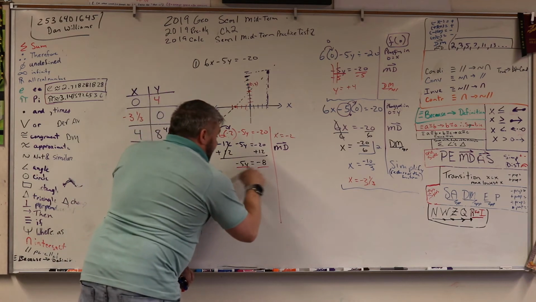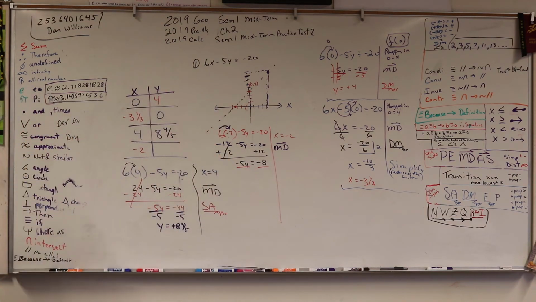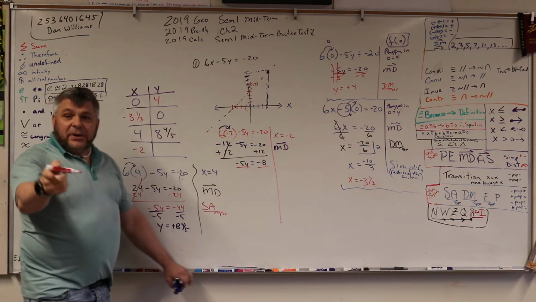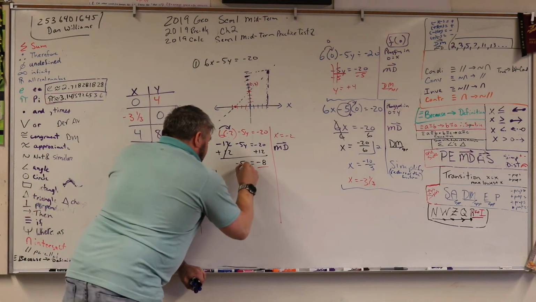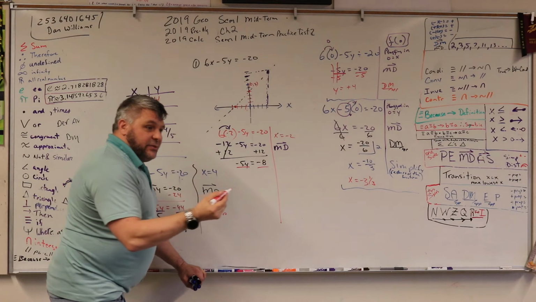I want to get the 5 over. How do I get rid of the negative 5? Divide by the negative 5, right? It's always the opposite. If it's multiplied, divide, right?